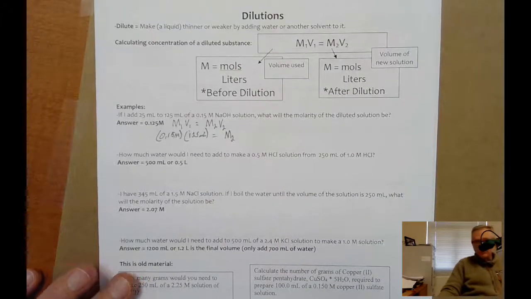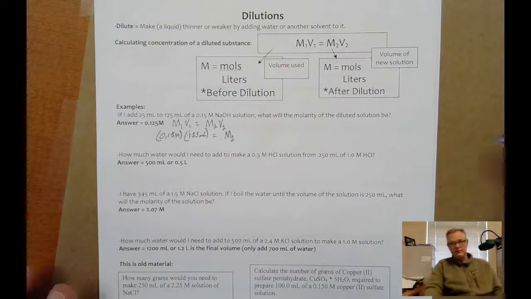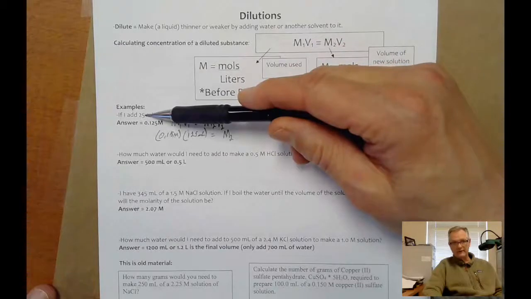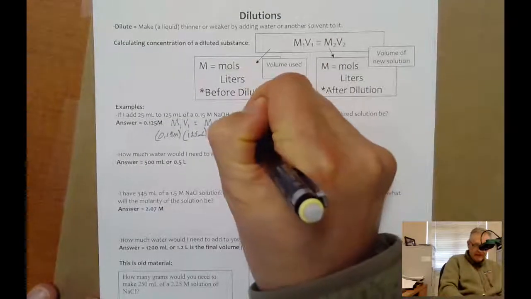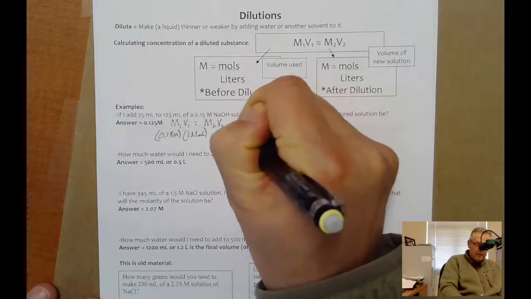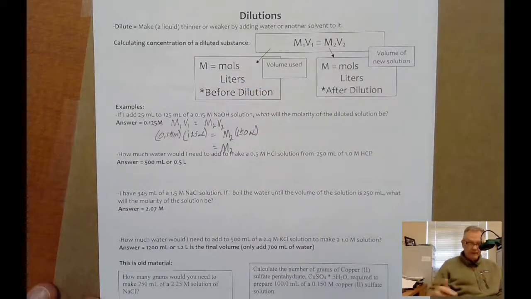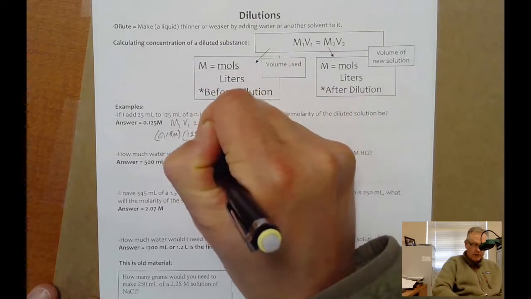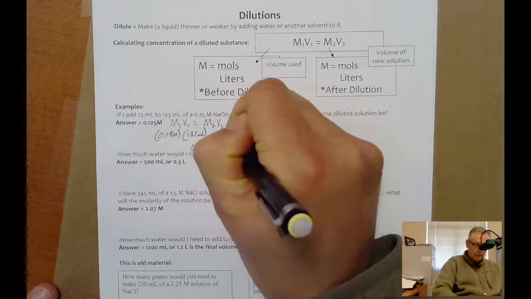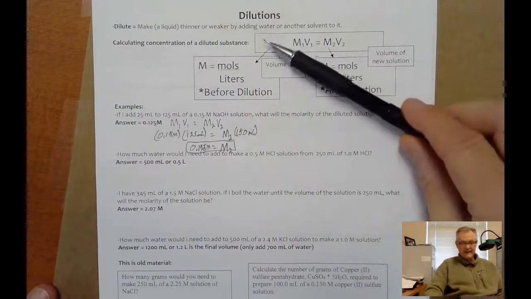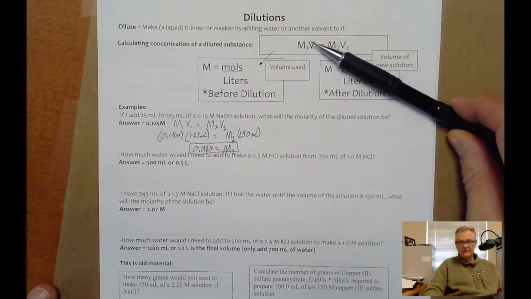So it says, what would that be if I added 25 milliliters? Guys, just be real careful. Don't say 25 on this side, because you added 25 and you already had 125. That gives you 150 milliliters on this side. So when I solve for my M2, I simply take the 0.15, multiply it by 125, divide all of that by 150, and I get 0.125 molar as my final answer. So straightforward, real easy. M1V1 is equal to M2V2.